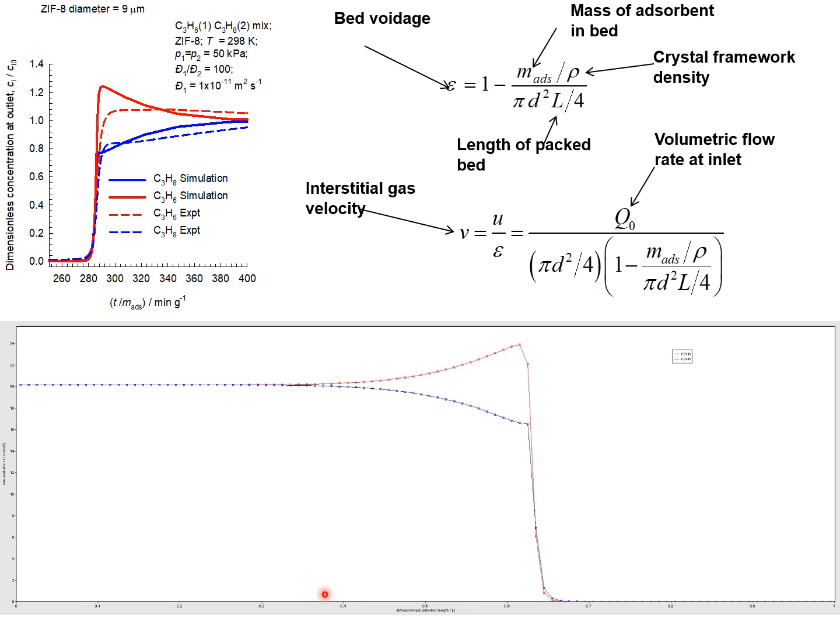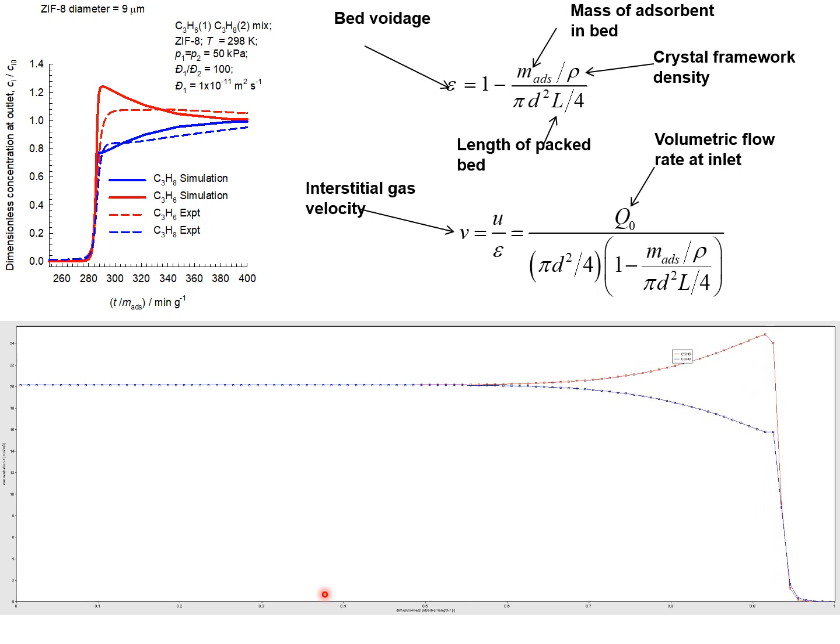because of the small particle diameter. This is because the gas molecules do not have to traverse very far to reach the center of the crystal and achieve equilibrium. And both components, propene and propane, exit at practically the same time, as shown by these continuous red and blue lines.